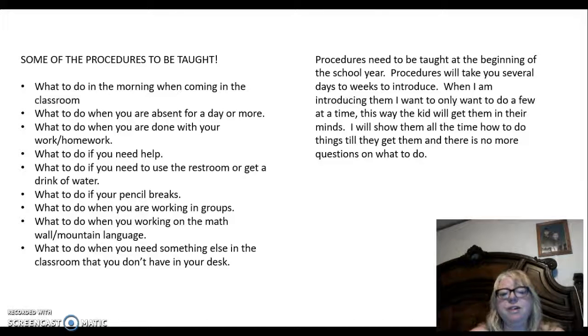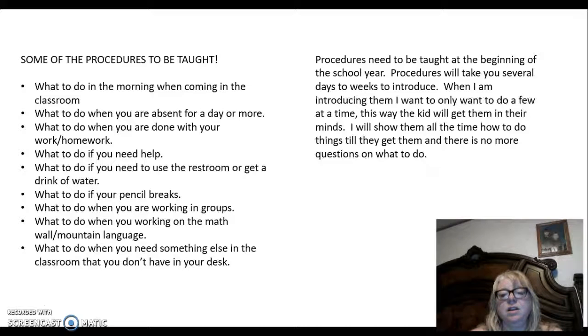What to do if my pencil breaks in the middle of doing my work? What to do when you're working in a group? There are procedures to work in a group. What to do when you're working on your math wall or mountain language wall? Those are some of the things we do in the school that I work at. What to do when you need something else in the classroom that you don't have at your desk and you have to get up to get it.